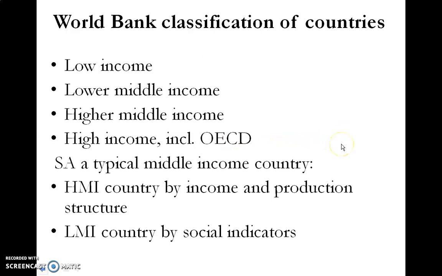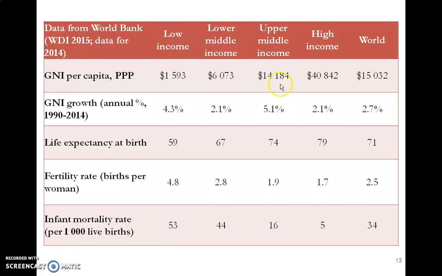So South Africa is a typical middle income country, but we've got both higher middle income features as well as lower middle income features. If you look at our income and production indicators, we are clearly higher middle income. But when you look at our social indicators, we are lower middle income. And the next slide will show that clearly. Okay, it's not this slide, but the one afterwards. I'll come back to it again.